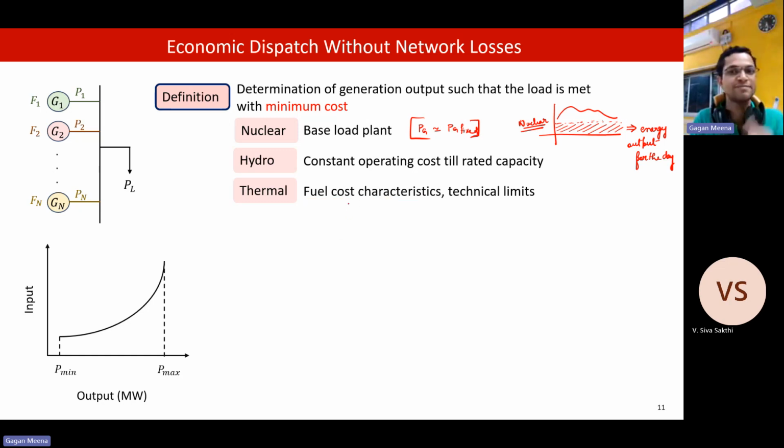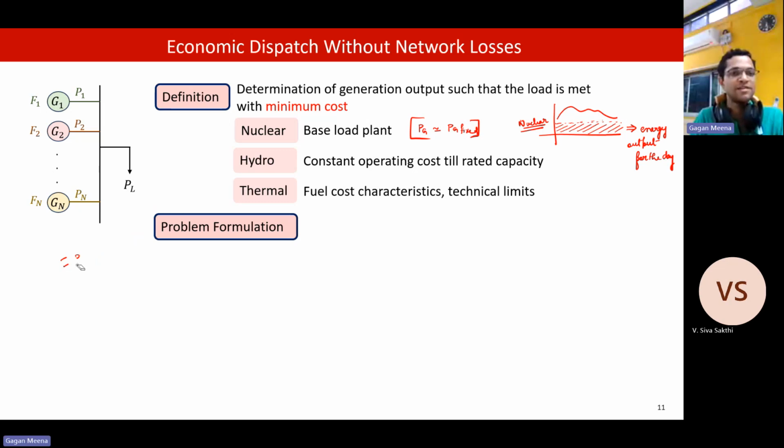They have their operating cost characteristics, which is the fuel cost characteristics. Other costs like labor cost and maintenance are fixed. So it is primarily driven by the fuel cost characteristics, which is this. This is the fuel cost characteristic: a P squared plus b P plus c. It's a quadratic cost curve which has a minimum and maximum. These are the technical limits, minimum and maximum. We need to respect them.